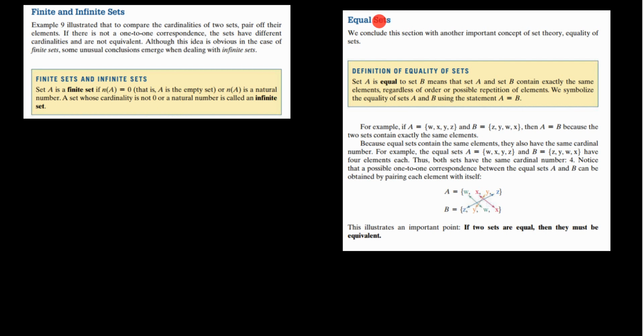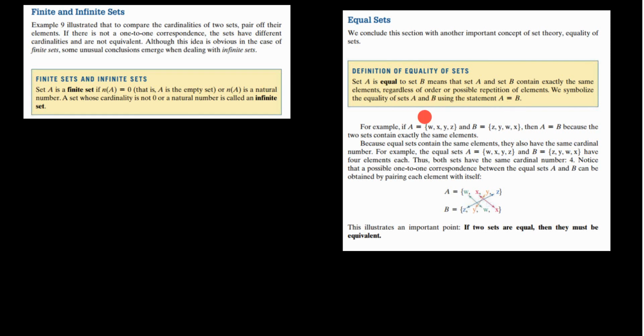Okay. So equal sets. We conclude this section with another important concept of set theory: equality of sets. Definition of equality of sets: set A is equal to set B means that set A and set B contain exactly the same elements regardless of order or possible repetition of elements. We symbolize the equality of sets A and B using the statement A = B.